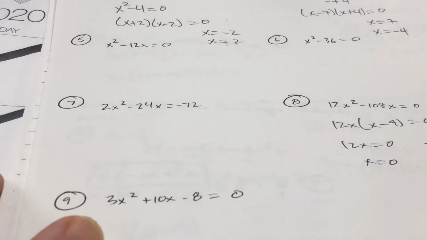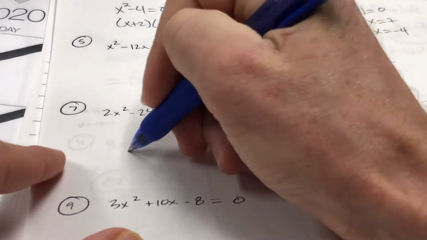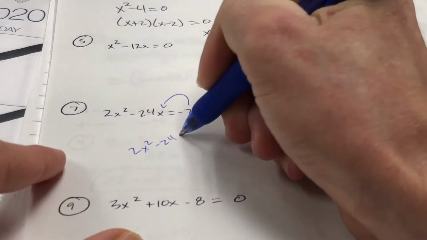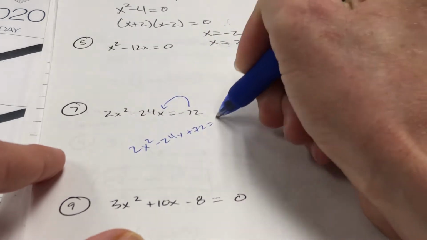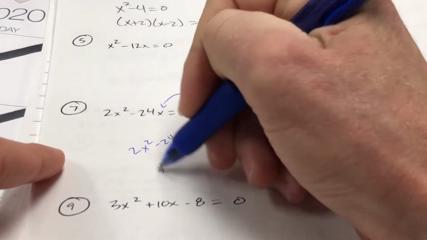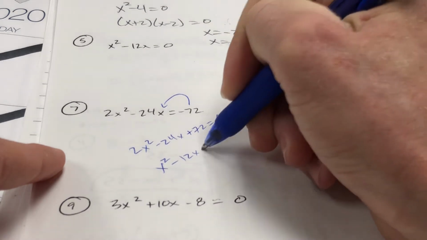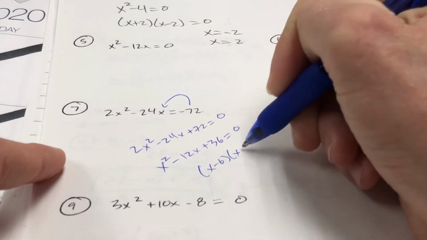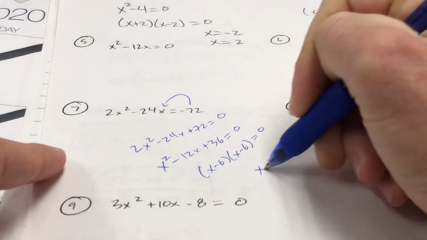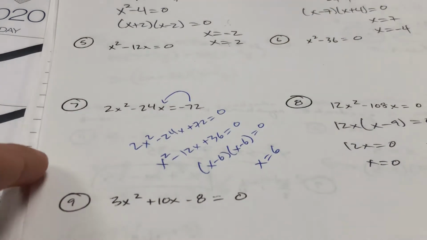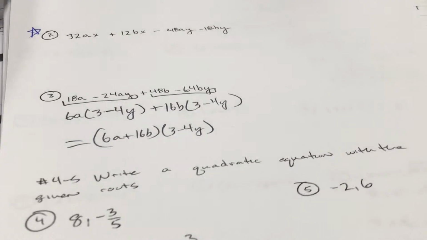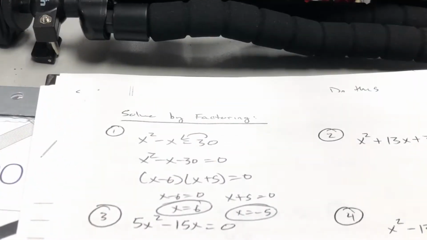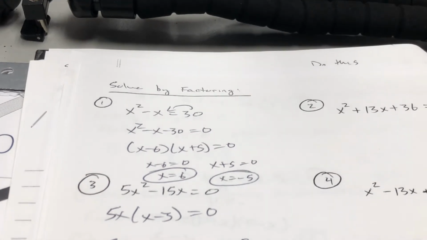Now, if you weren't with us in class, we're going to move the 72 over, plus 72. Then we're going to divide. Then we're going to factor. And you actually just get one solution here, x equals 6. All right, and we are moving on. Solve by factoring. Again, it can't equal 30. It's got to equal 0.